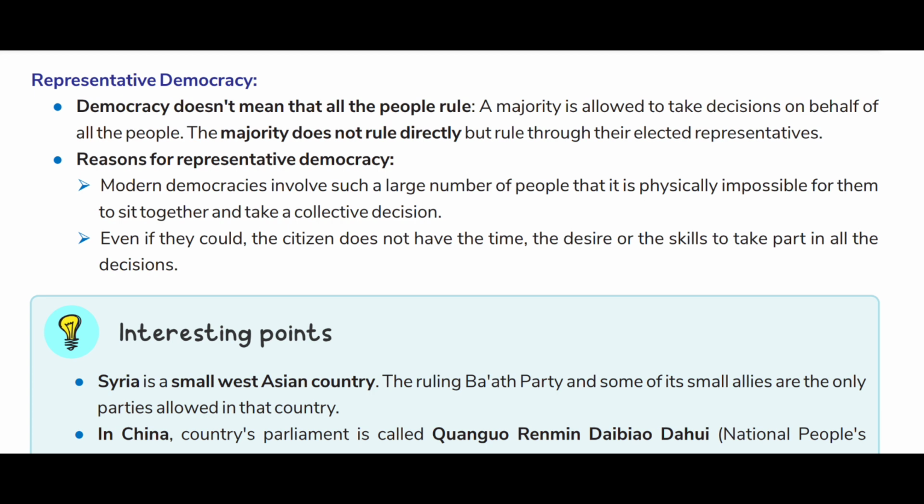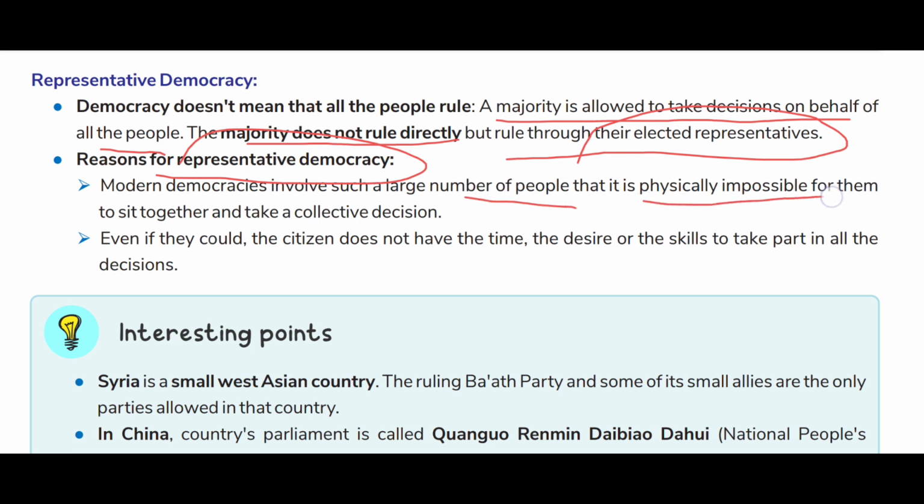Representative democracy. Democracy doesn't mean that all people rule. A majority is allowed to take decisions on behalf of all the people. The majority does not rule directly but rules through their elected representatives. Reasons for representative democracy. Modern democracies involve such a large number of people that it is physically impossible for them to sit together and take a collective decision. Even if they could, the citizens do not have the time, the desire, or the skills to take part in all the decisions.